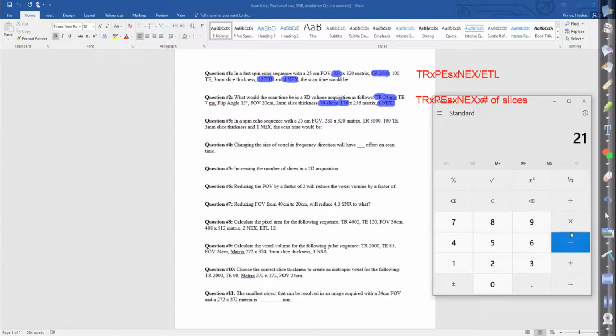Oh, here's the NSA. NSA is the same thing as the same NEX. It's just how the manufacturer, whatever manufacturer you're using, labels it.